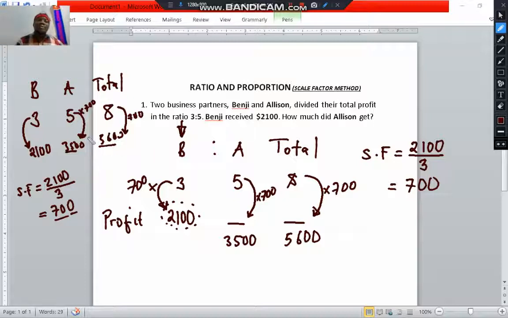If you don't want to use the method of adding the ratio and then putting what on top, this method is very nice and easy, the scale factor method.